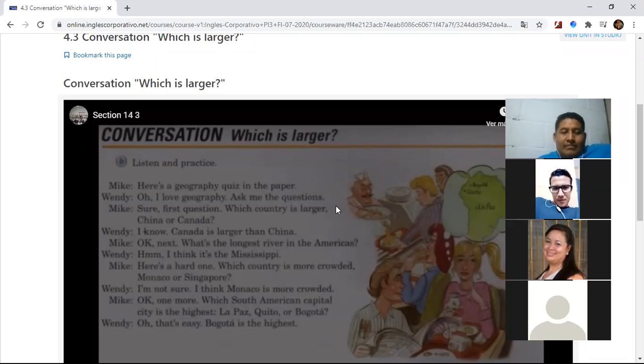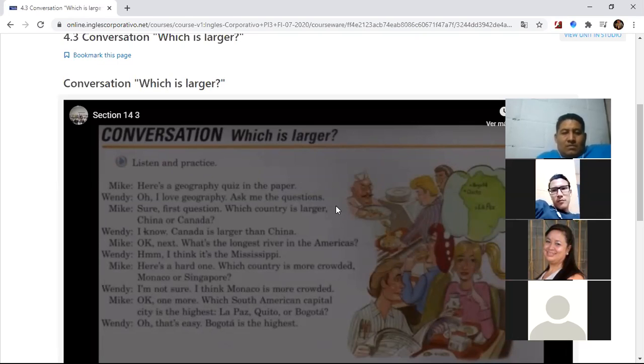Thank you very much. Now, which country is more crowded, más poblado, right? Monaco or Singapore? Mirna, Nina Lopez, what do you think? Yes, teacher. Singapore. The woman said Monaco, but no, right? It's Singapore. And the last question is, which South American capital city is highest? La Paz, Quito, and Bogota. In this case, there is no comparison, right?